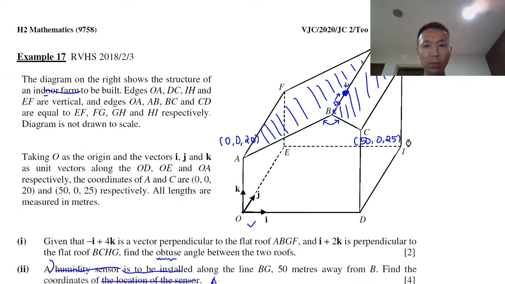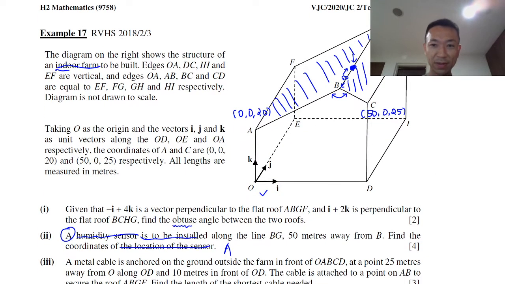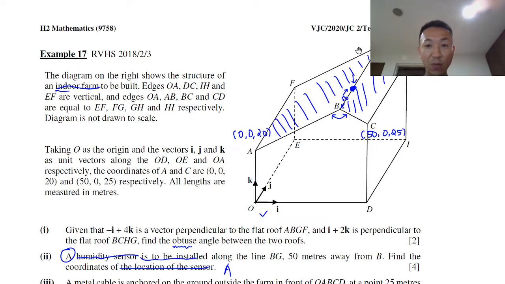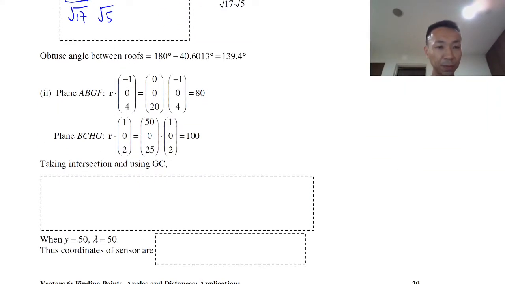So what do we do? Do we know any information? We only know the coordinates of A, coordinates of C, and we know the normal vector of the two planes. So intuitively, I think we just have to take the intersection between the two planes, then we find the line BG. After we find BG, then we decide what to do. Alright? So, do we know the plane ABGF? Yes, we know the normal, which is minus 4, 0, 1. This is given.